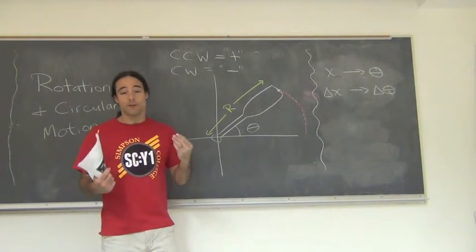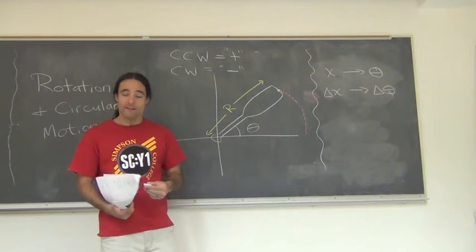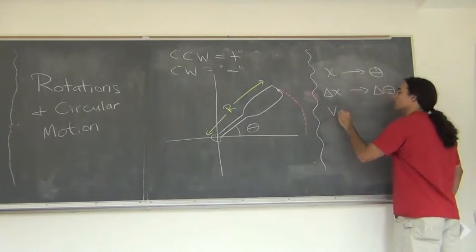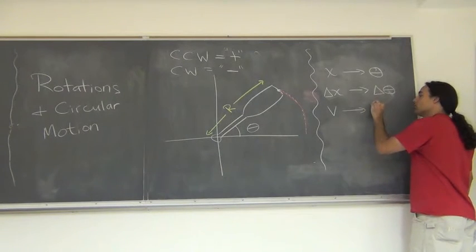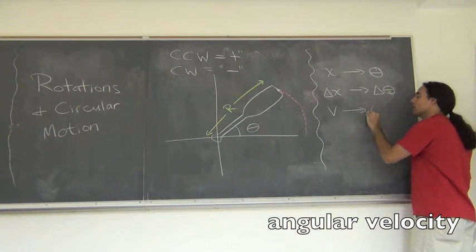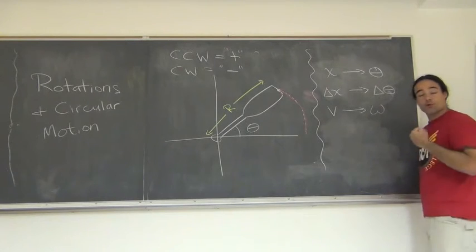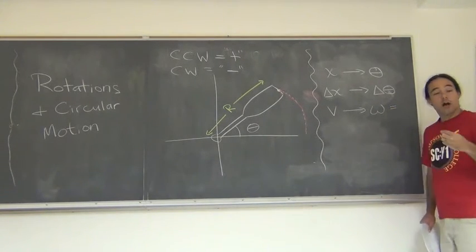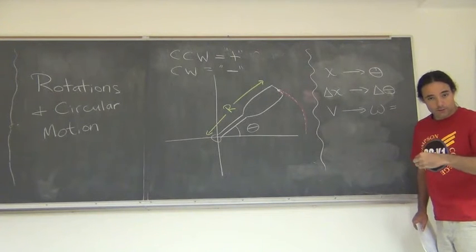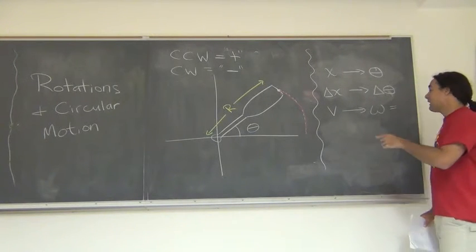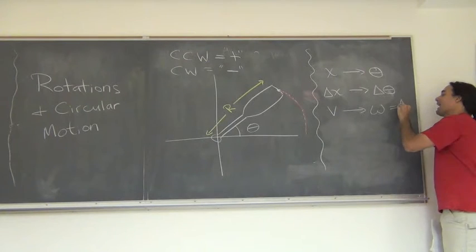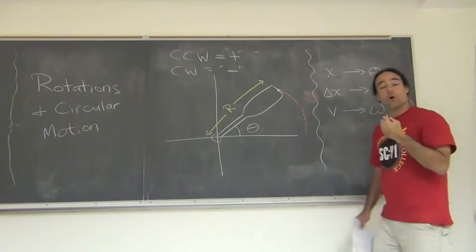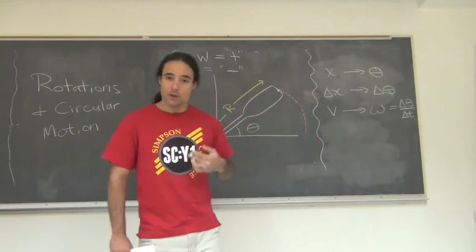Just like we had velocity, we are now going to have angular velocity. So velocity is going to get turned into angular velocity, which gets this Greek letter omega as a symbol. And much like velocity was the change in position over the change in time, angular velocity is going to be my change in angle over my change in time. So how much does my angle change per unit time?